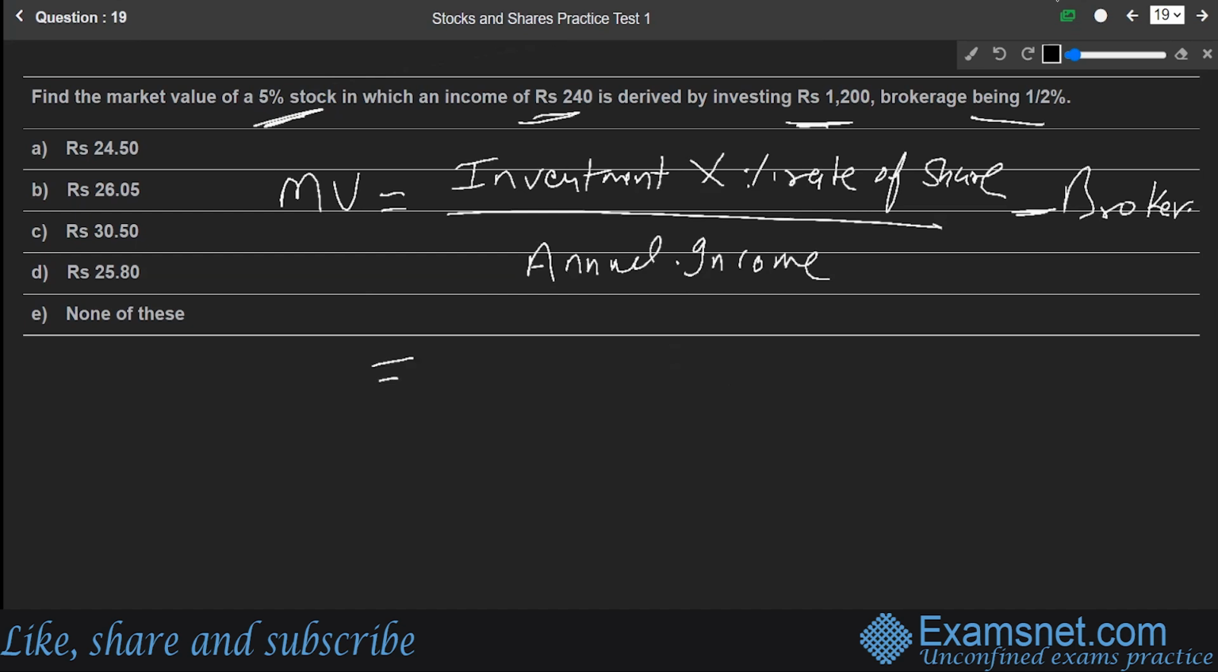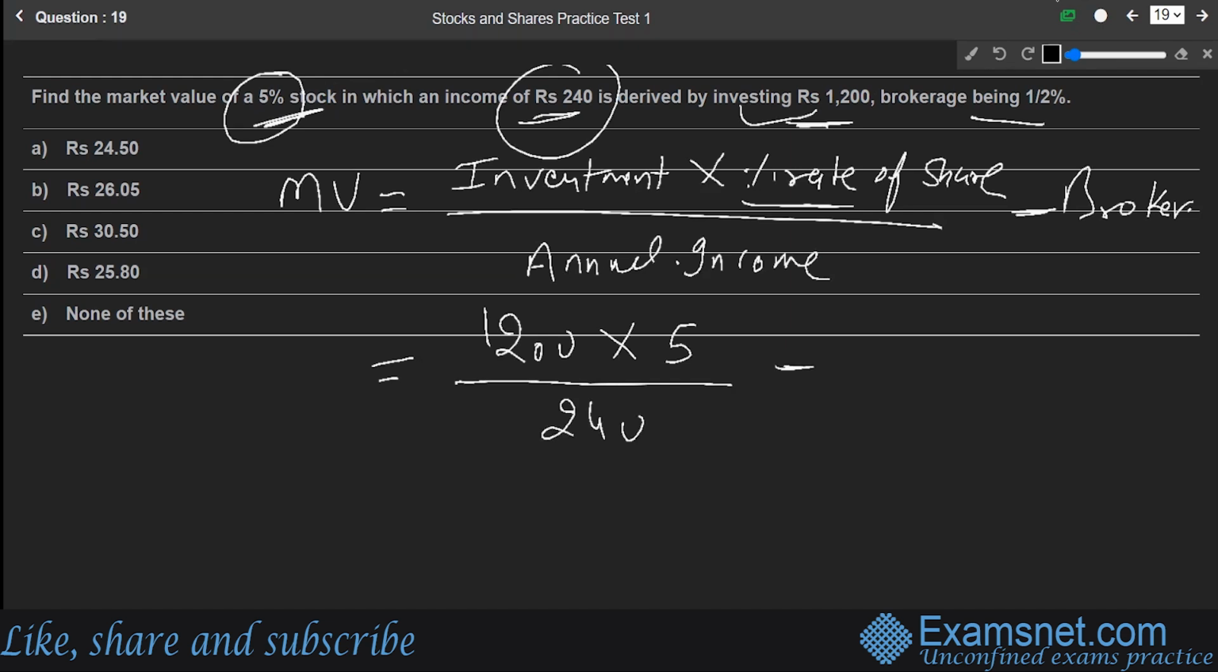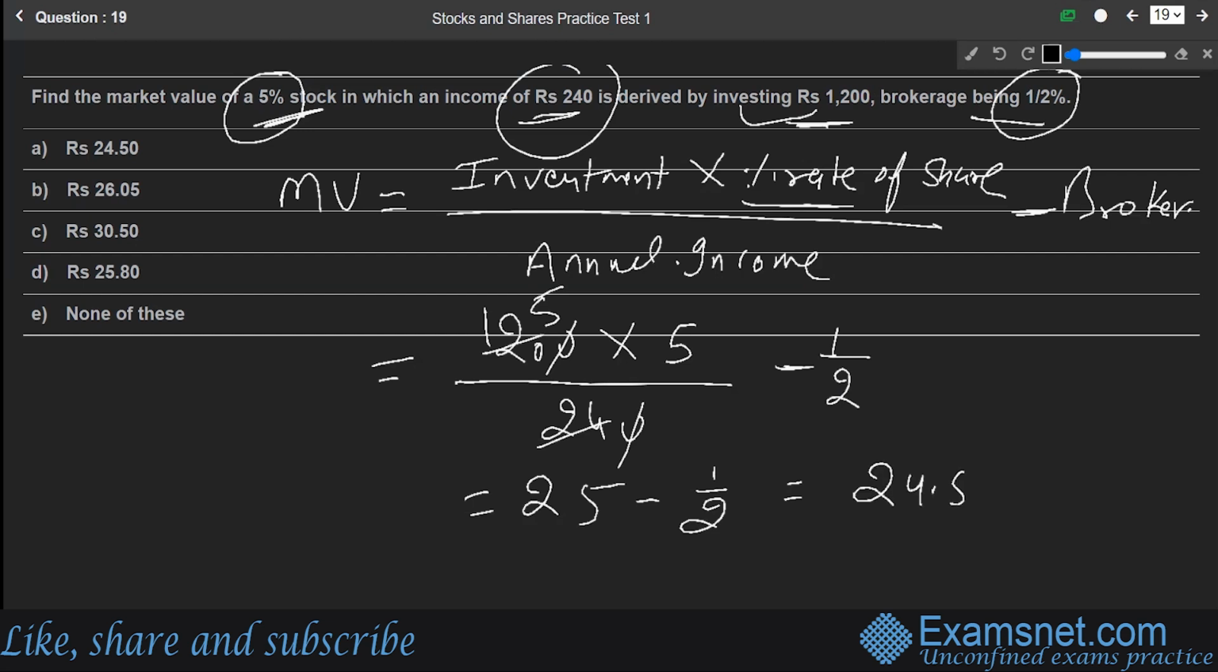Let us put the value. Investment is how much? How much they invested? Investment of 1200. So 1200 into percentage rate of share. Percentage rate of share is clearly written as 5, and we'll use the percentage value as it is. We'll not convert that into a normal number. 1200 into 5 divided by annual income. How much income has been fetched? Rupees 240, minus the brokerage percentage. How much is the brokerage percentage? Simply half. So we can write down 1 by 2 here. Let us solve this further. 0 can cut this 0. 24 5 ja 120. So this is clearly 25 minus 1 by 2. 25 minus 1 by 2 is nothing but 25 minus half. That is clearly 24.50 rupees. So that is the total market value of each share. 24.50 rupees available in option number A, becomes the right answer.